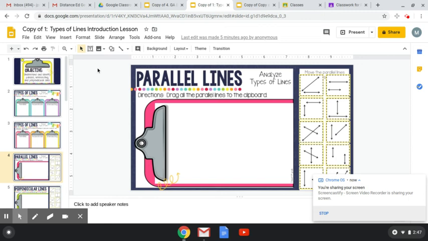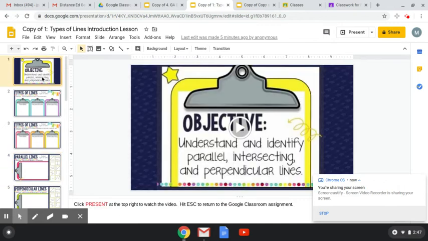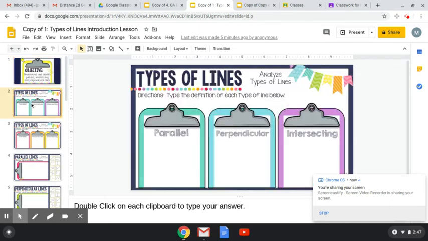We are going to review our parallel, perpendicular, and intersecting lines. Your first task is going to watch the video, which is on slide 1. This is going to give you all the examples and everything we did before spring break. Once you finish watching the video, you're going to come to your second slide.